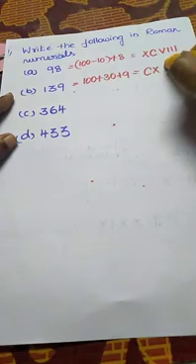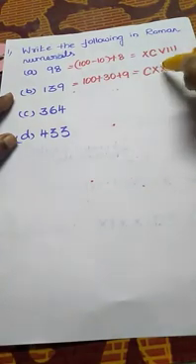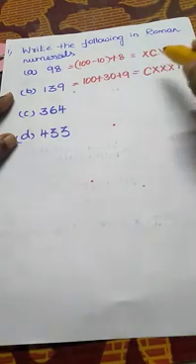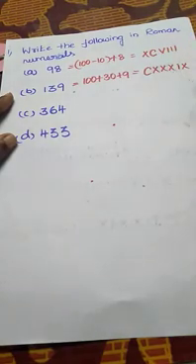The next one, 139. 139 means 100 plus 30 plus 9. How can we write 100? That is C only. Next, 30 means we have to use triple X, 10 plus 10 plus 10. Next we write 9 directly. So CXXXIX. That is the answer.